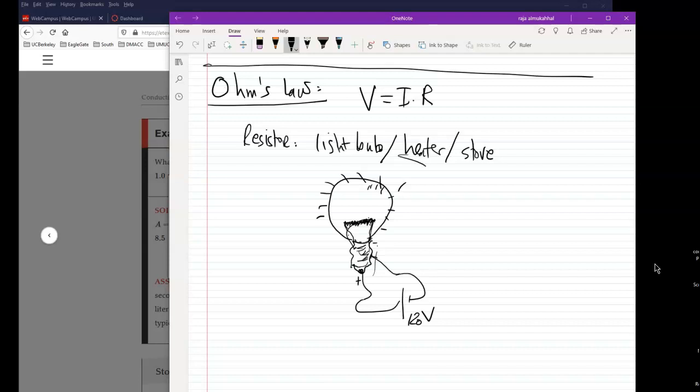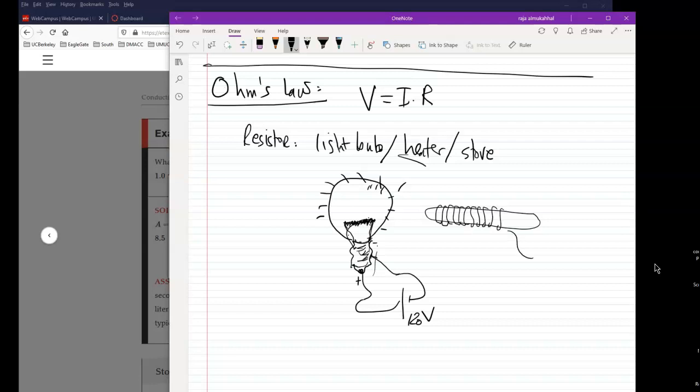Same thing with the heater. The heater has a piece of ceramic, and then you get this wire wrapped around it. I'm talking about the classic heater. You get this wire wrapped around it like that, if you remember, something like that.